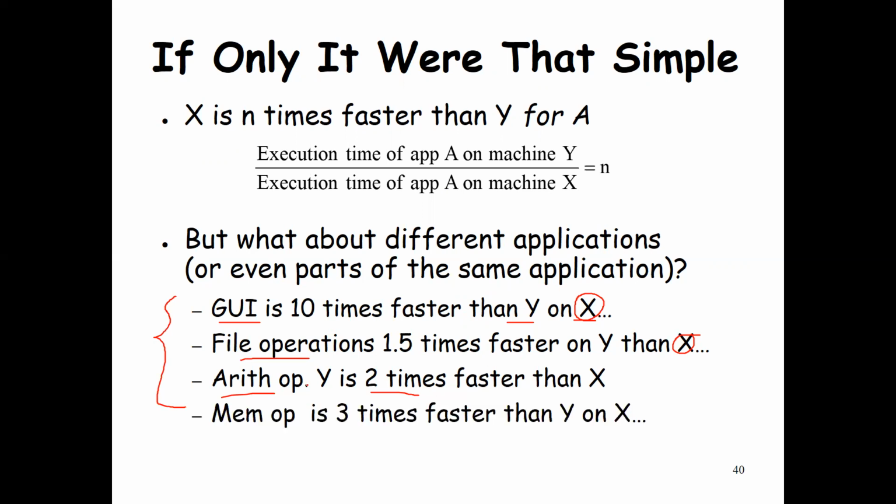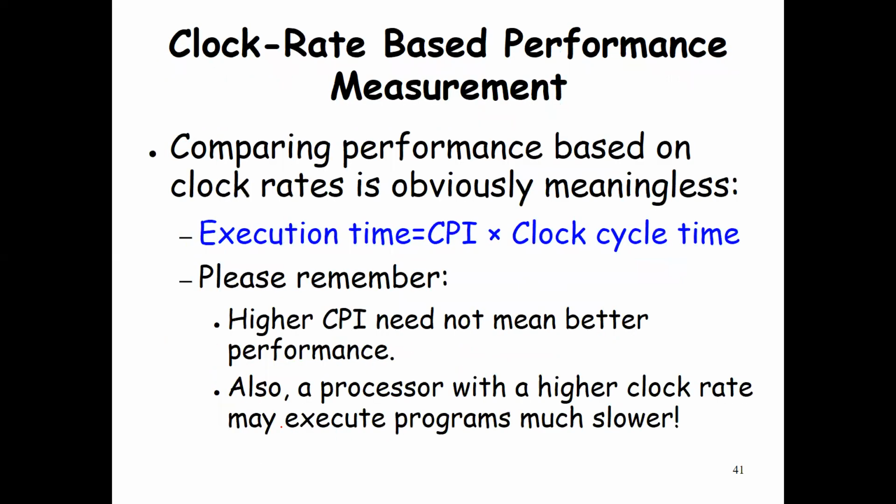Similarly, maybe in memory operation, X may be 3 times faster than Y. So in such cases, what will we be doing? That's the question. Can we measure the performance of the processor based on CPI, clock cycles per instruction, or can we measure the performance of the processor based on clock rate?